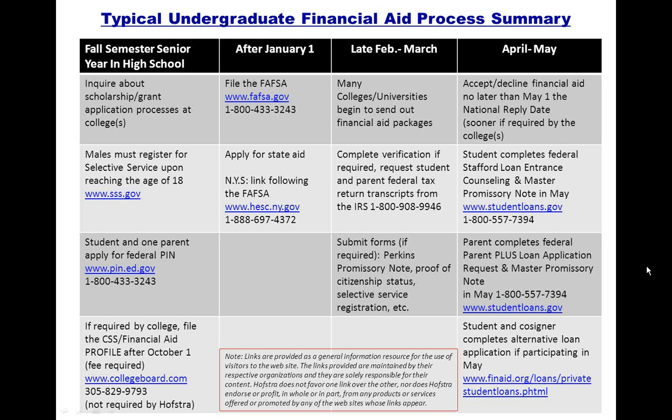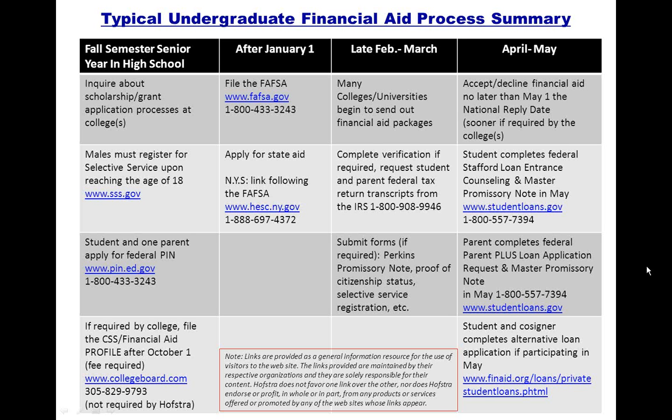The typical undergraduate financial aid process begins in the fall semester of the senior year in high school. So if you look, starting with our left-hand column, students should be inquiring about scholarship and grant application processes at the various colleges and universities, and how to apply and deadlines.